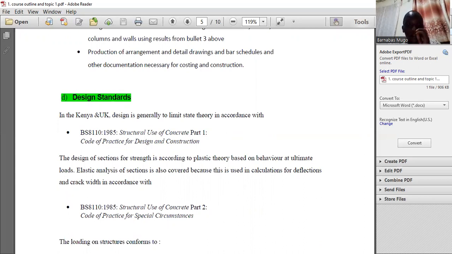When we're looking at the design standards, I told you that you need to know about BS 8110. This is the code of practice that we are going to use in this design. But we have the European codes, which is the current type of code used in design. But in this unit, we are going to use BS 8110 in order for us to refer to each and every aspect of the design in that reference manual. This is just a reference manual that is going to be used in our design.